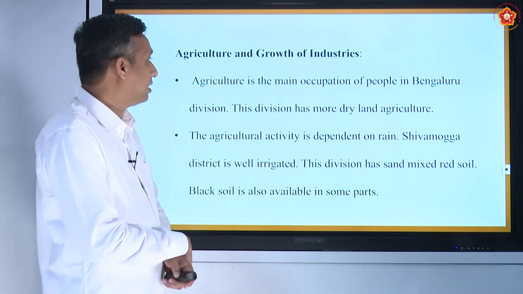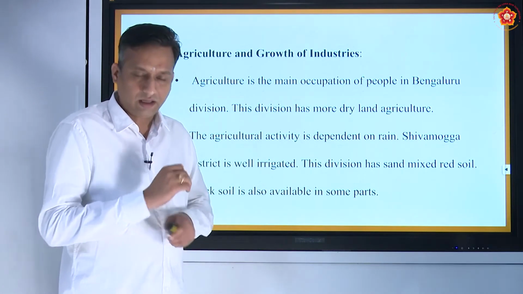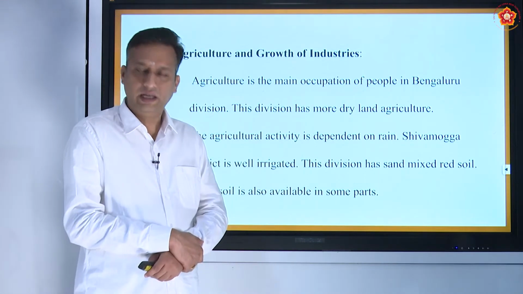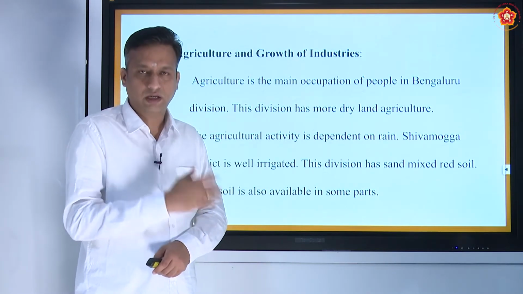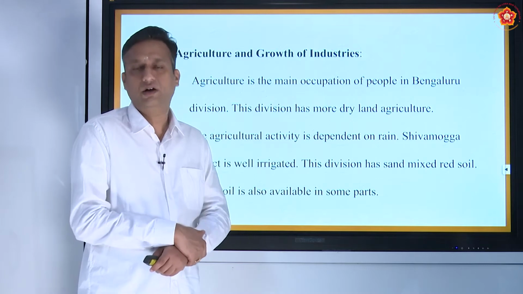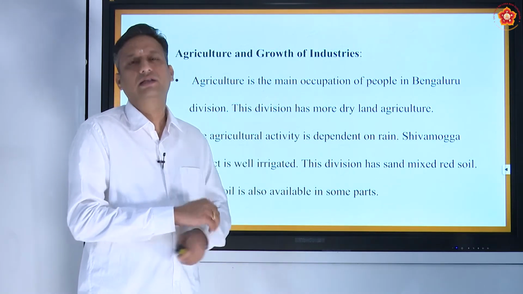Coming to this chapter, agriculture and growth of industries. Agriculture is the backbone of the Indian economy. You know that without agriculture there is no food production, and without food production people cannot survive. And also for the industries, raw materials are required.